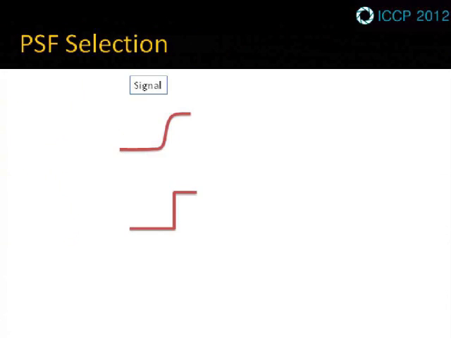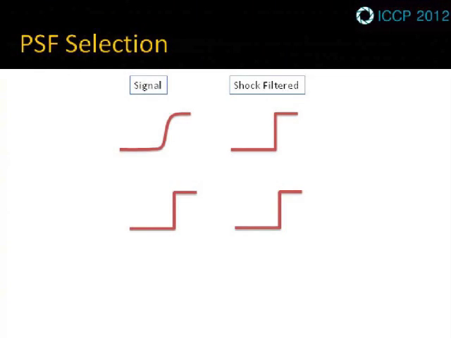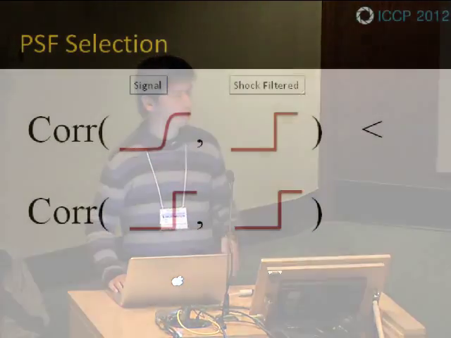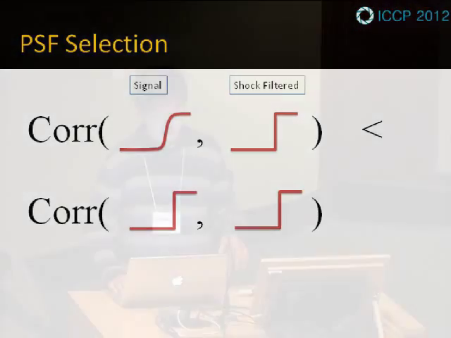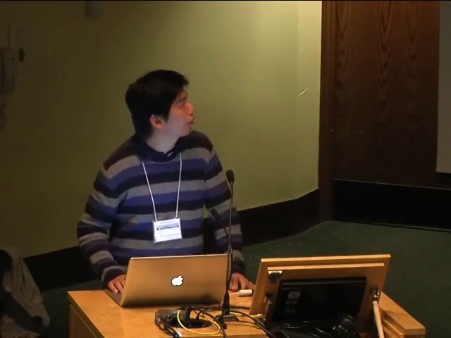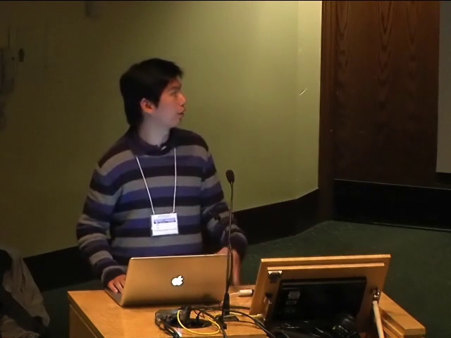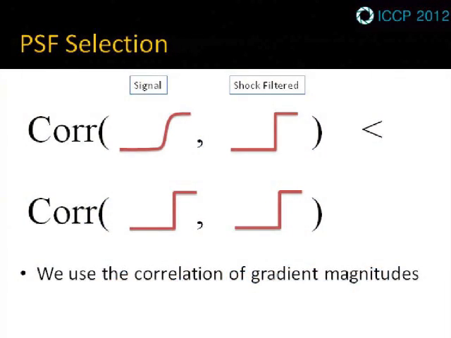We show 2 signals. One is blurred and one is sharp, and the shock filter tries to turn the blurred signal into a sharp one by finding the inflection point. Thus it alters the blurred signal a lot. So the correlation between the blurred signal and its shock filtered version is always smaller than that of the sharp signal and its filtered version. We can use this correlation to find the correct kernels. In practice, we use the correlation of gradient magnitudes for the sake of robustness.